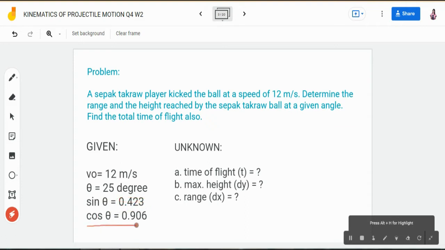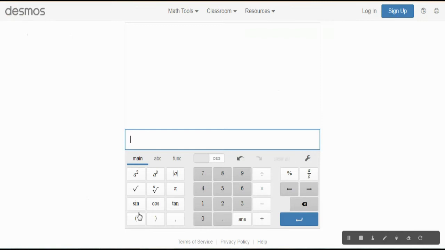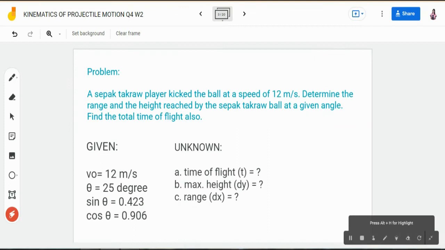Next naman, calculate naman natin or hanapin natin yung value ng cosine, cosine value of 25 degrees. Ganun lang din. Cosine, and then open parenthesis, 25, and then close parenthesis. As you can see, na-calculate na natin yung cosine value ng 25 degrees angle of release, which is ito, 0.906. So, let's check if the same lang. That is also correct. We have 0.906. So, kompleto na yung ating given.